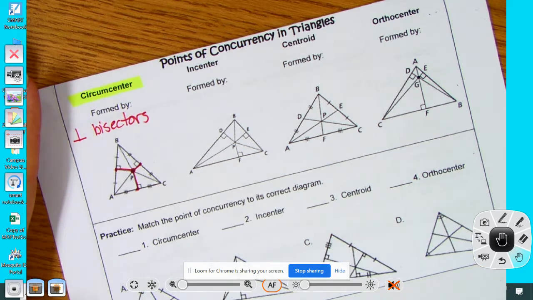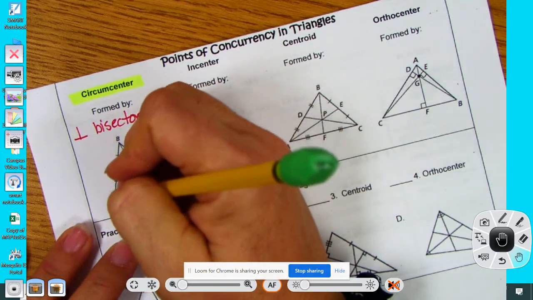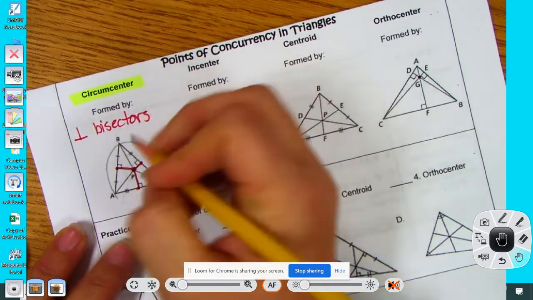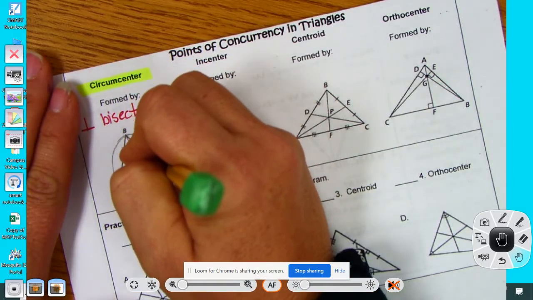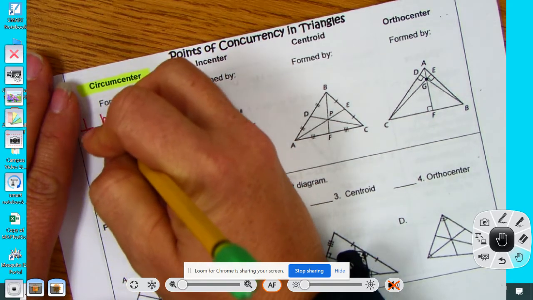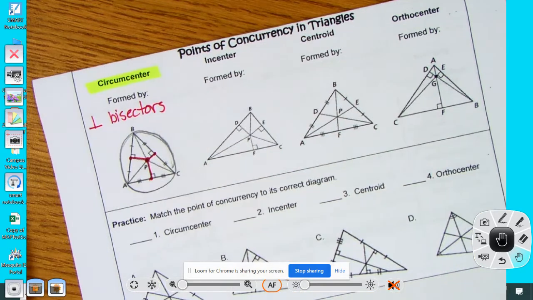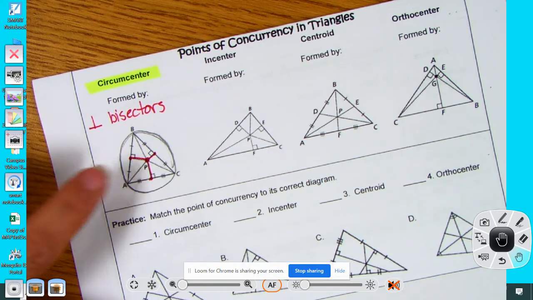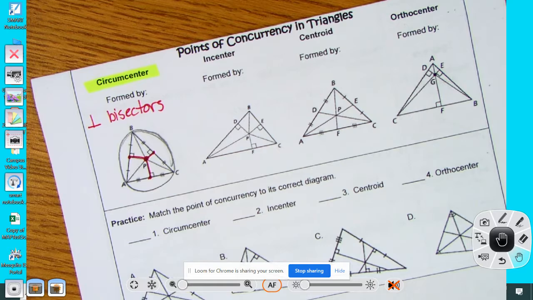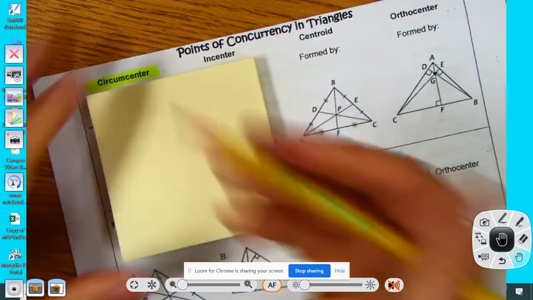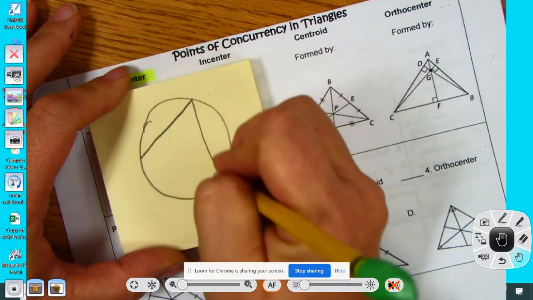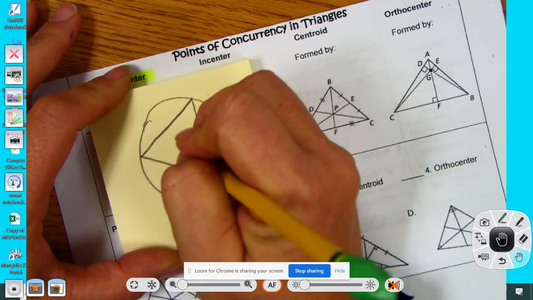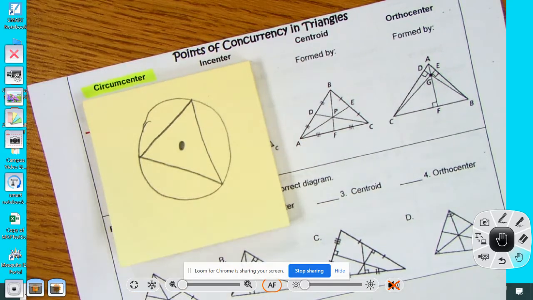But where's the circle? I don't see one. That's because the circle actually goes around the outside of your triangle. This is a terrible circle, so we're going to pretend that's a pretty circle. This is the center of the circle that goes around the outside. A better example would be if I were to draw a circle and then drew a triangle in here. The center of the circle, triangle, circle.